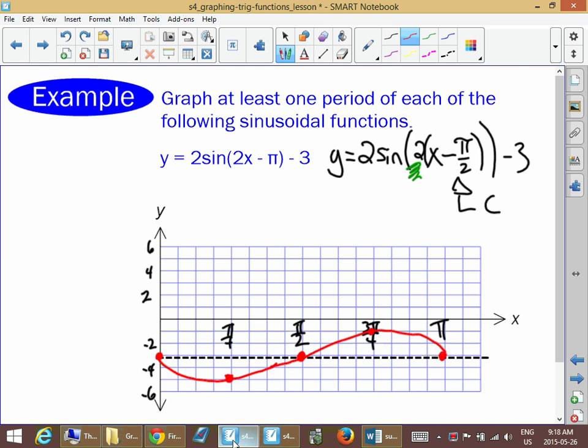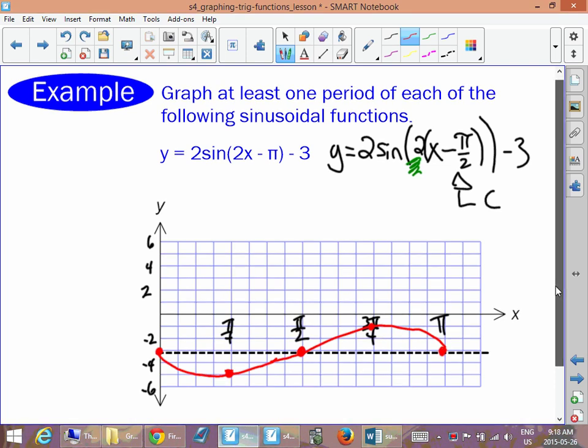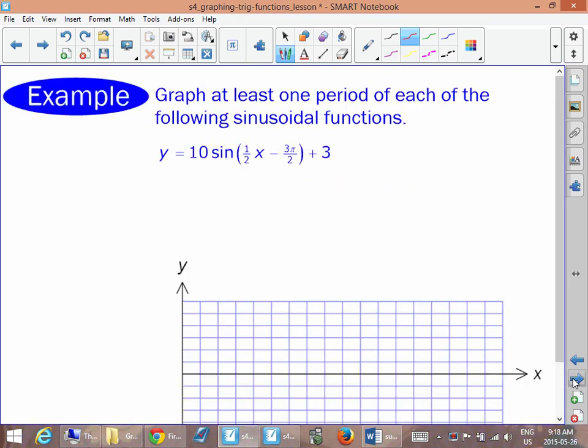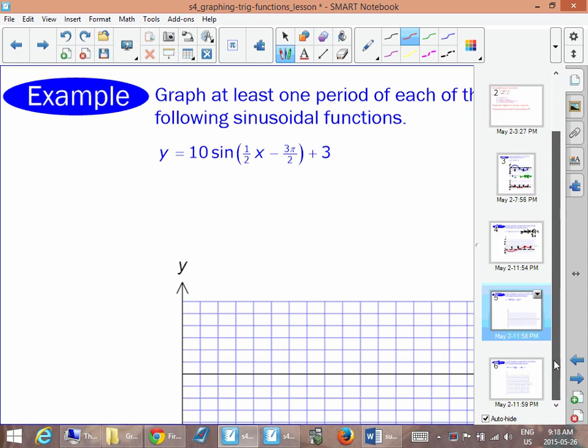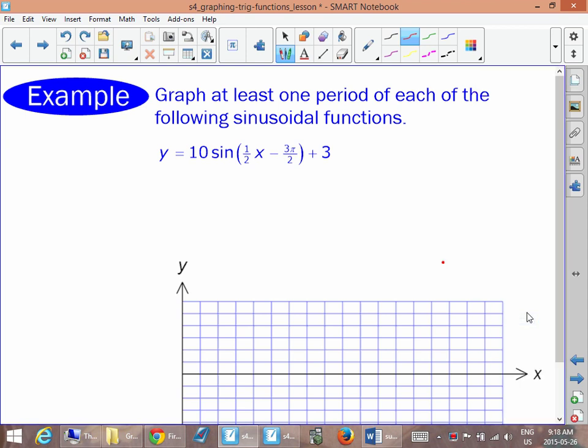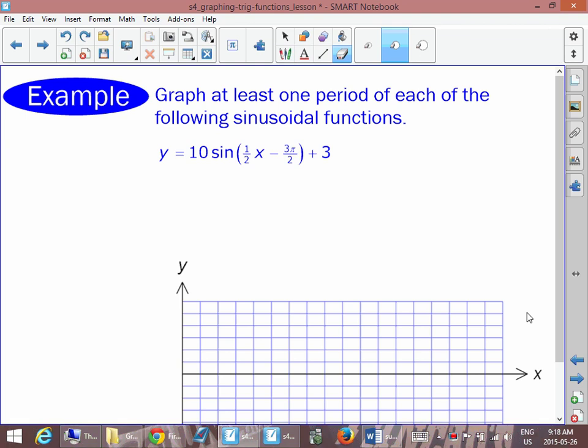Divided into quarters, then you can apply that to a graph like this without too much difficulty. Okay? Now, we still got 2 more to do here. Graph at least one period of this graph here. So what's this going to become here?